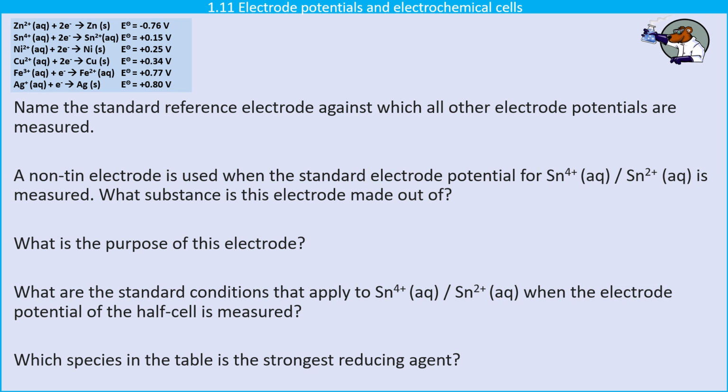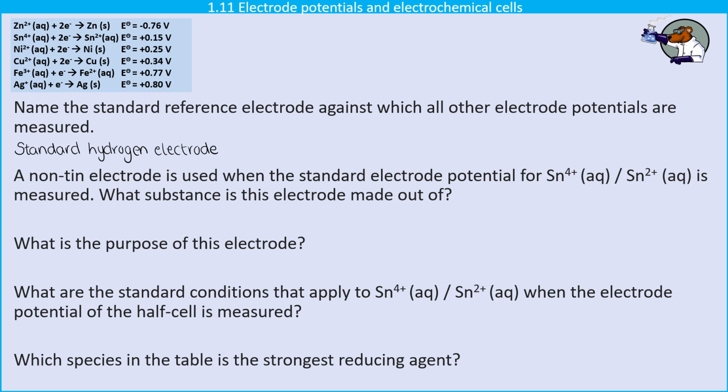of reduction. So these potentials are measured against a standard reference electrode, and this is a very common 1-mark question to start us off. What is the name of that standard reference electrode? So here we should know that it's the standard hydrogen electrode. You may also see this referred to as the SHE, and sometimes you can get away with this, but for the purposes of an exam, I would always be giving the full name.